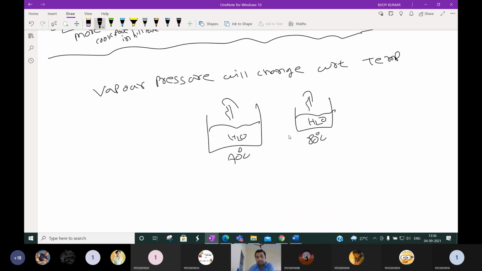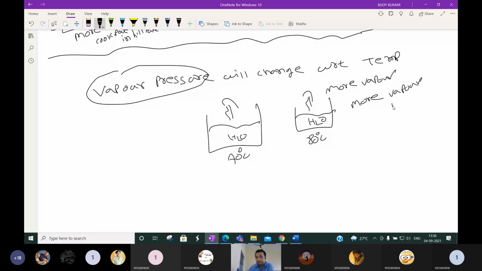Okay, then my question is, at 40 degrees centigrade and at 80 degrees centigrade, in which case will the vapor pressure be higher, or the more vapor it will generate? At 80 degrees centigrade, more vapor will be generated. It means the vapor pressure at 80 degrees centigrade is more. It means it is directly related to the temperature, more vapor pressure. At 40 degrees centigrade, less vapor will come, which means less vapor pressure. At 60 degrees centigrade, moderate vapor will be generated, which means moderate vapor pressure.